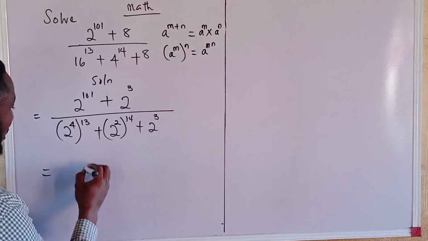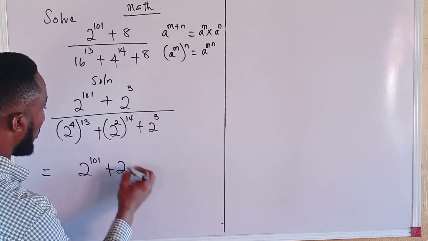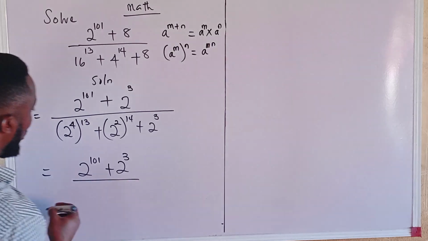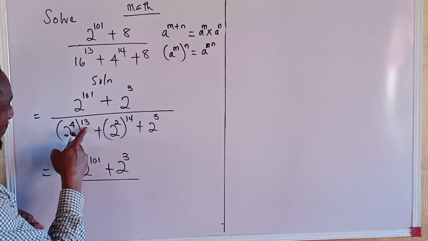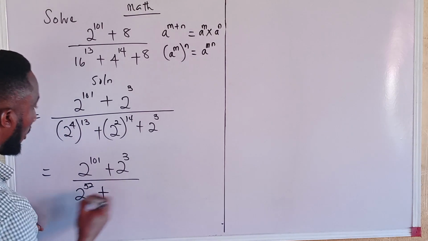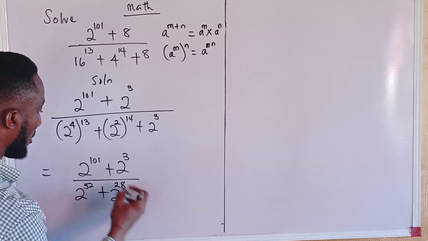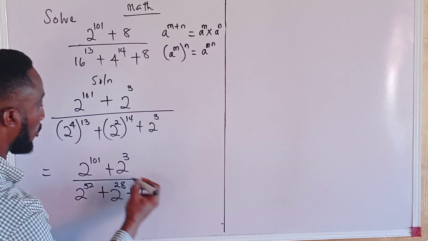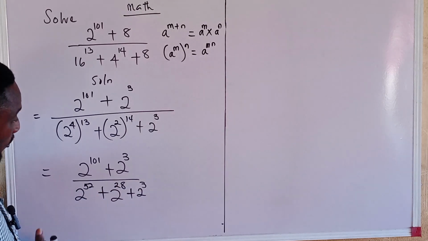So we are going to be having 2 to the power of 101 plus 2 to the power of 3 upon, at the denominator, we are going to be having 4 times 13, which is 52, plus here 2 times 14, that will be 28. Then plus 2 cubed. The next thing we shall do again is to find a way to factorize the greatest common factor.